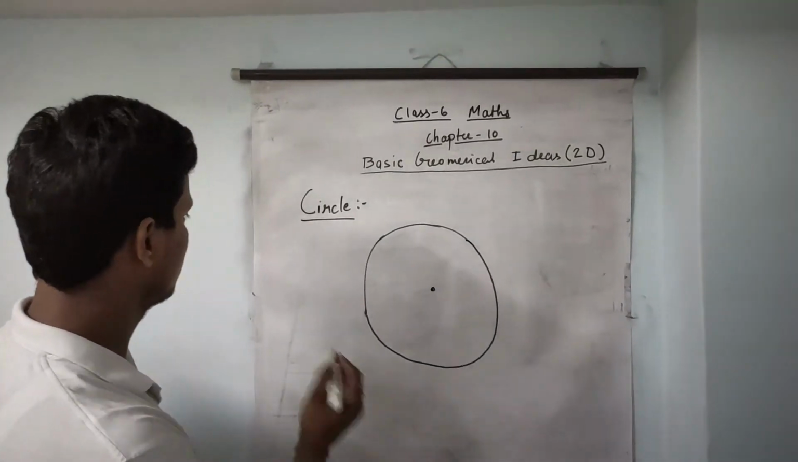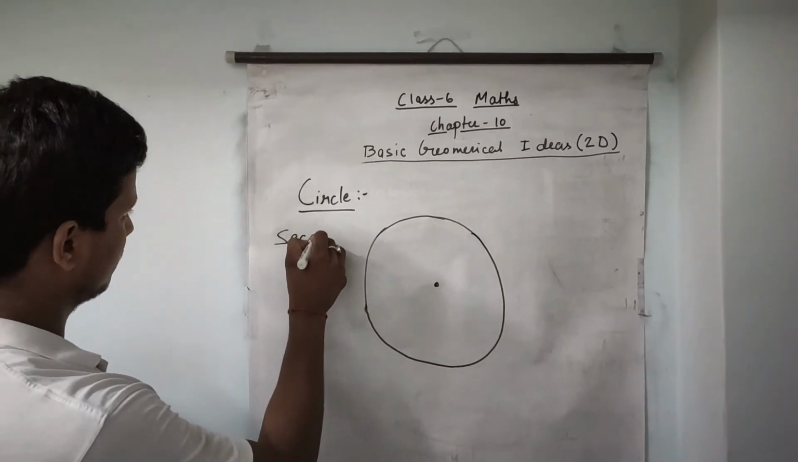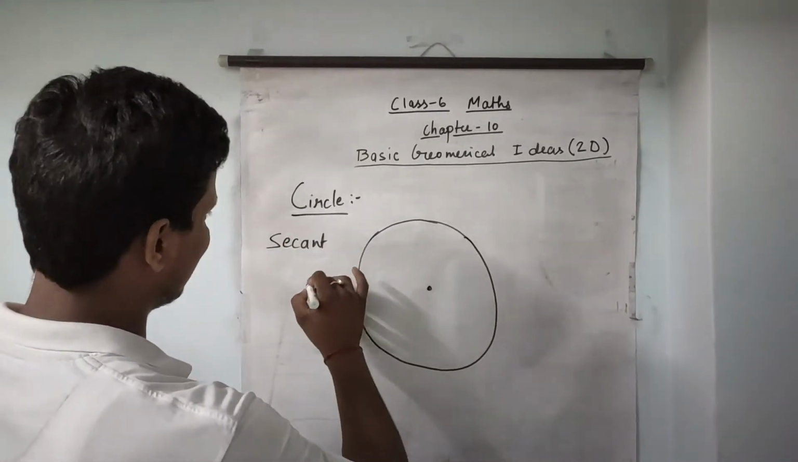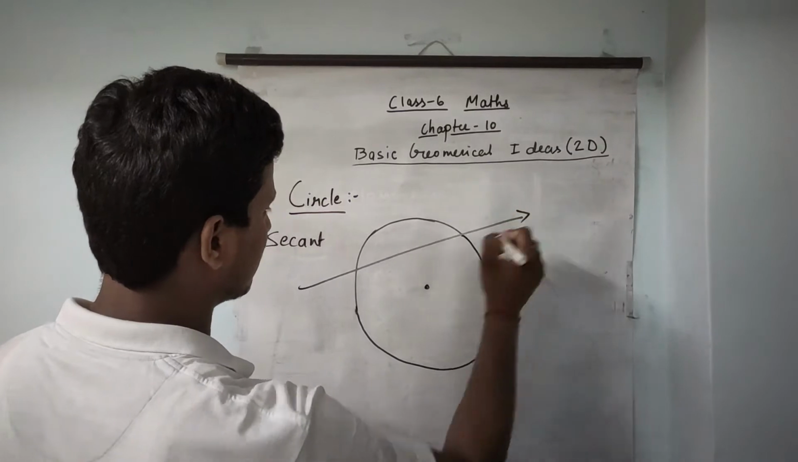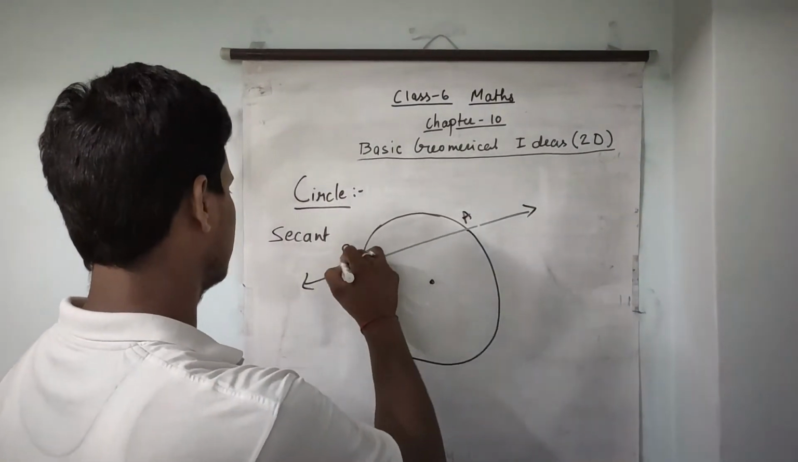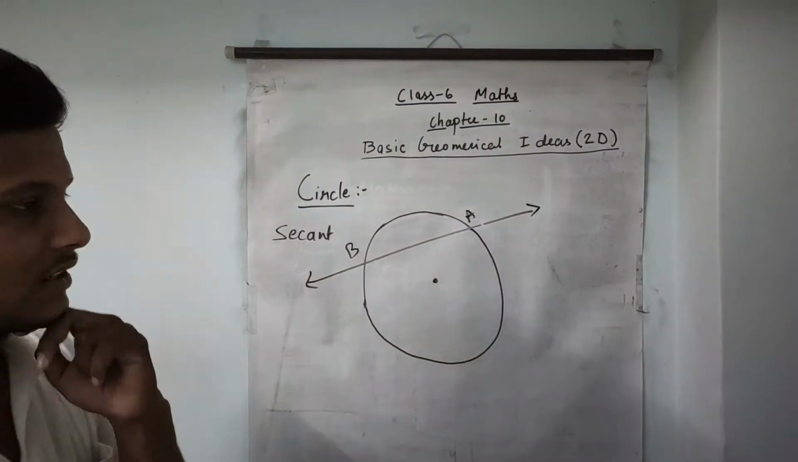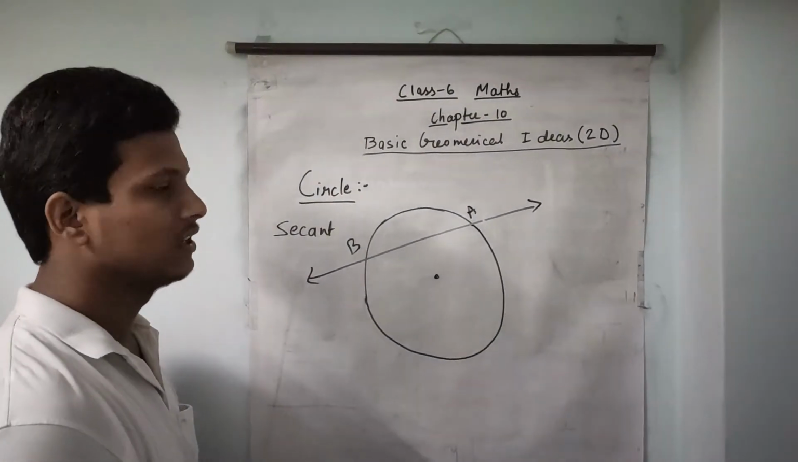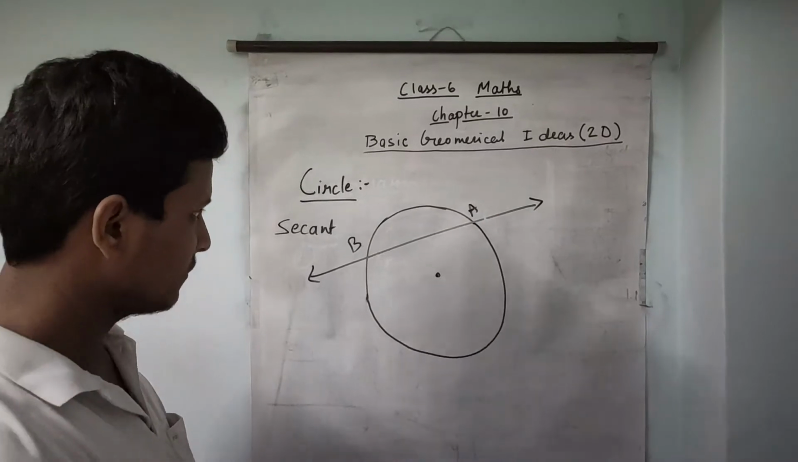Next part is secant. A secant is a line that passes through the circle, like this. This is called a secant of a circle, a line that passes through the circle. Okay, that is called secant.